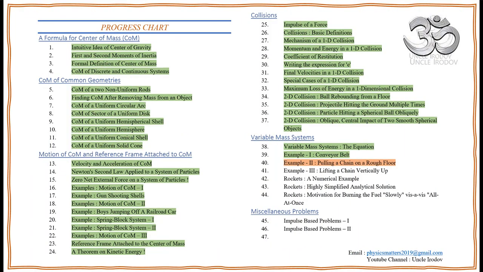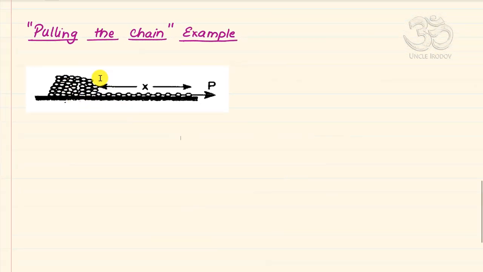And let me name this example the pulling the chain example. As you can see, there is a chain lying in the form of a heap somewhere, and this chain has some part on the floor here. Somebody is exerting a force on the free end, and that force is equal to P, and the free end is at a distance x away from that main heap.